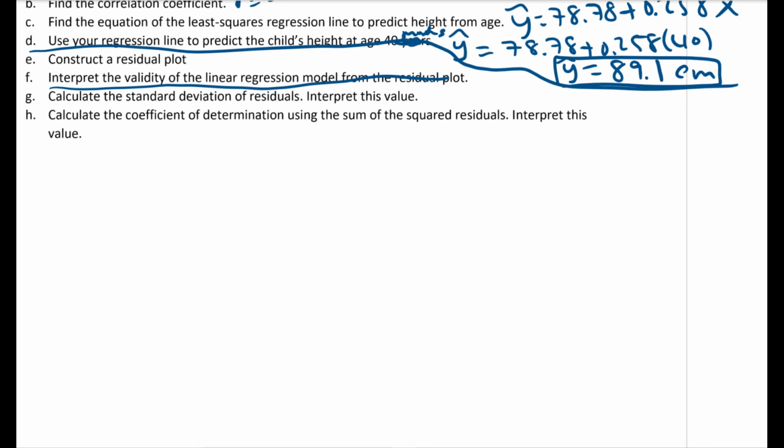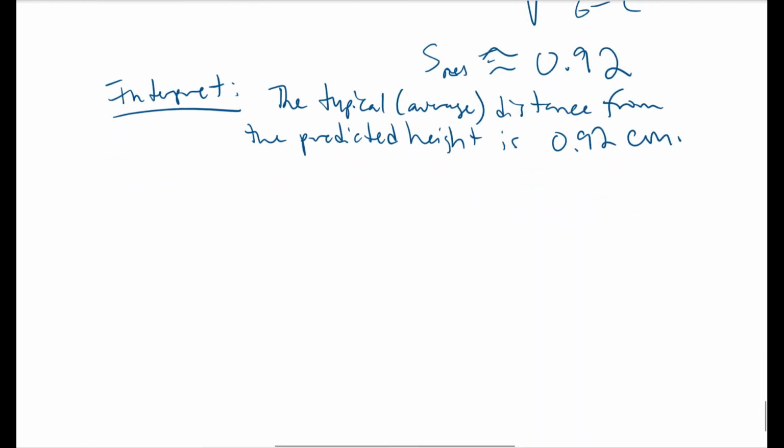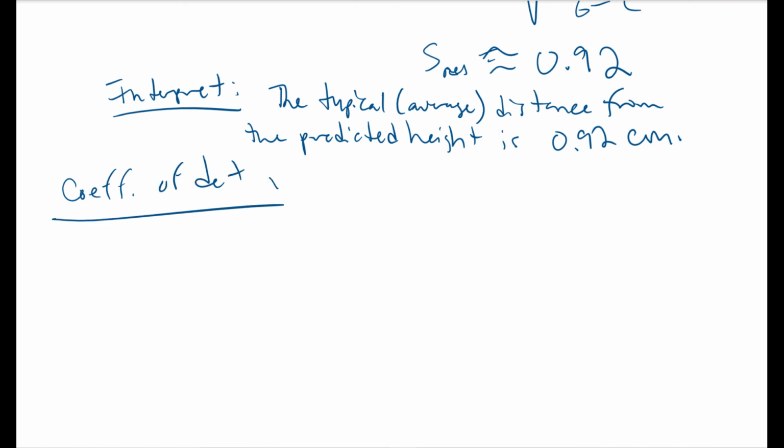So we said this was about 0.92. All right, so calculate the coefficient of determination using the sum of the squared residuals. Interpret this value. All right, so coefficient of determination. The coefficient of determination is r squared.